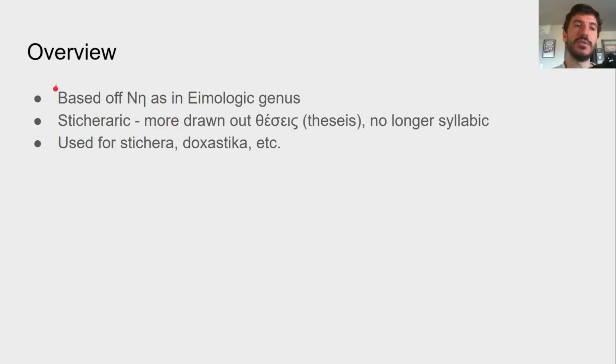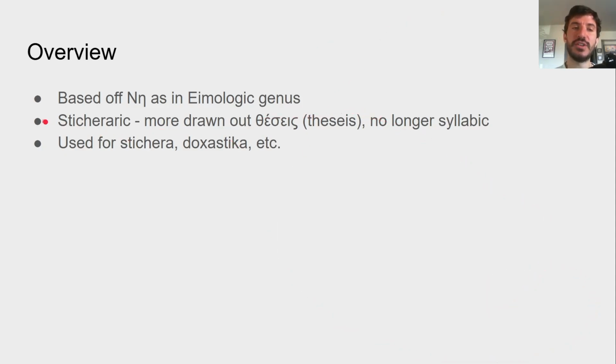So just as a quick overview, remember the Plagal fourth mode is based off of ni. Here, just as in the Irmologic genus, in the Sticheraric, it is the same. Just as a little side note, there are pieces in Plagal fourth that are based off of ga. That's a different thing. We're going to be talking about those in a later lesson.